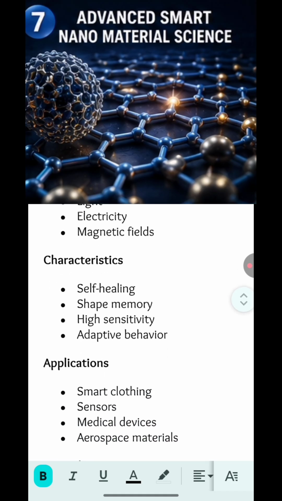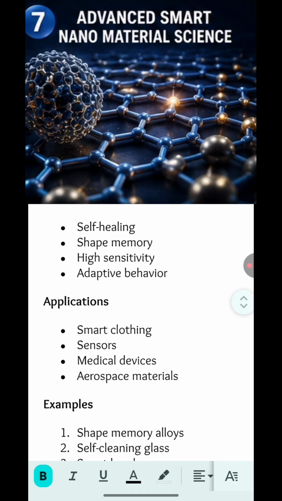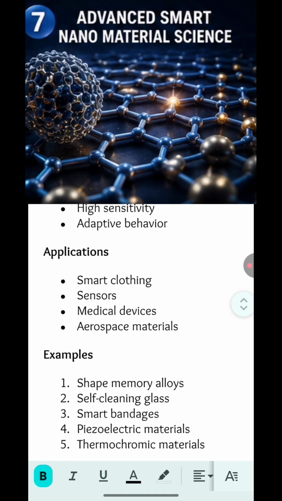Some of the applications of smart nanotechnology: smart clothing, sensors, medical devices, aerospace materials also. These are the examples: shape memory alloys, self-cleaning glass, smart bandages, piezoelectric materials, thermochromic materials.